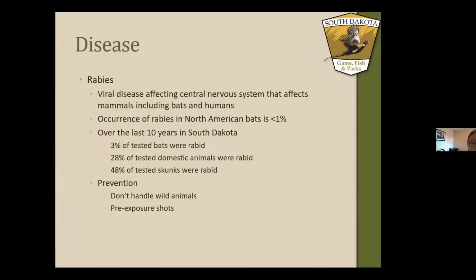So there is a chance that you can get rabies if you're bitten by a bat, but there's also a really strong chance that even your cat or your dog can give you rabies as well. I think sometimes bats get a bad rap when it comes to rabies, but make no mistake, rabies is a serious disease. In terms of prevention, the best and the easiest is just don't handle wild animals.